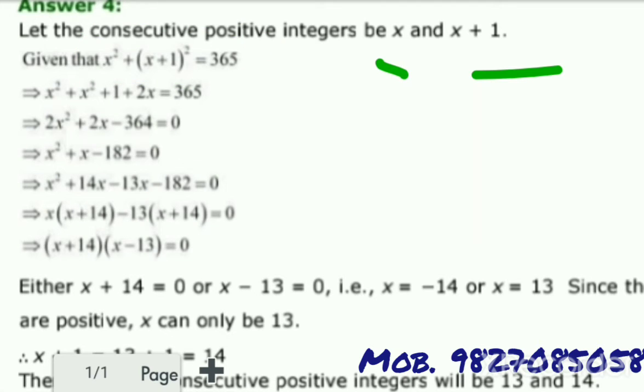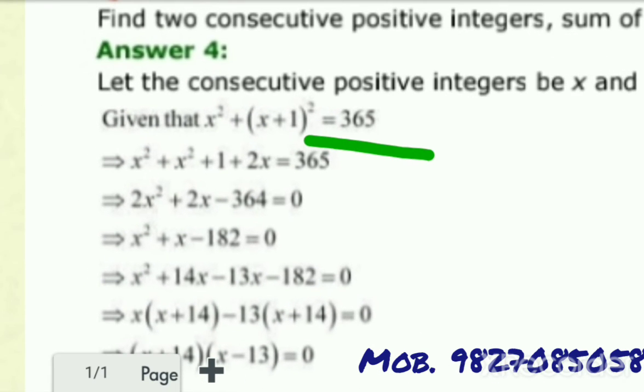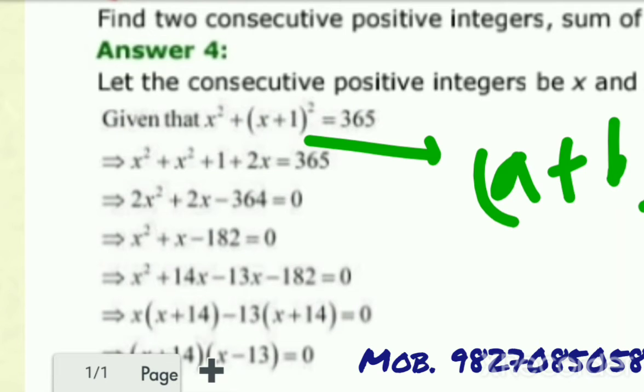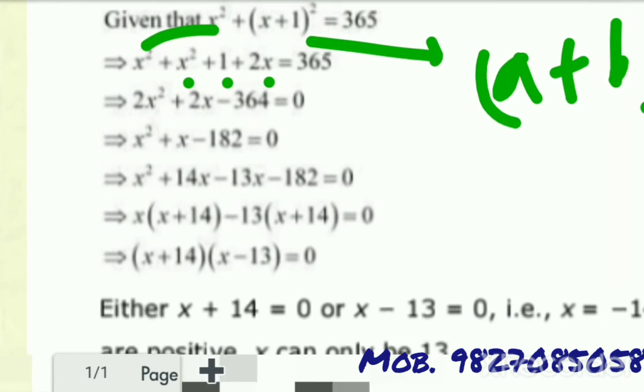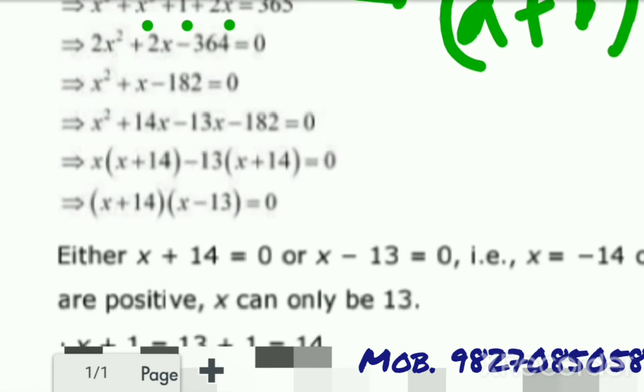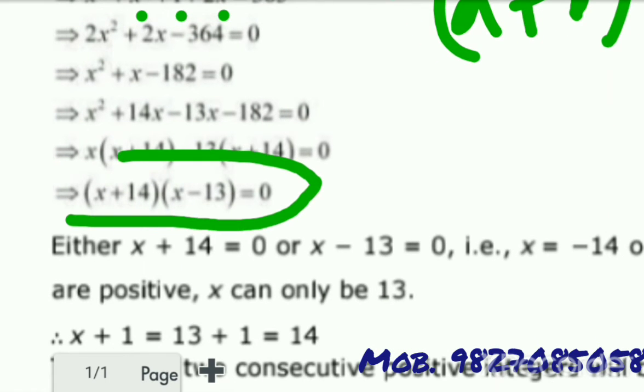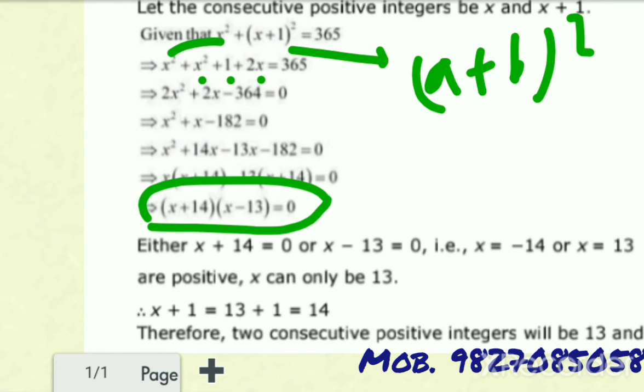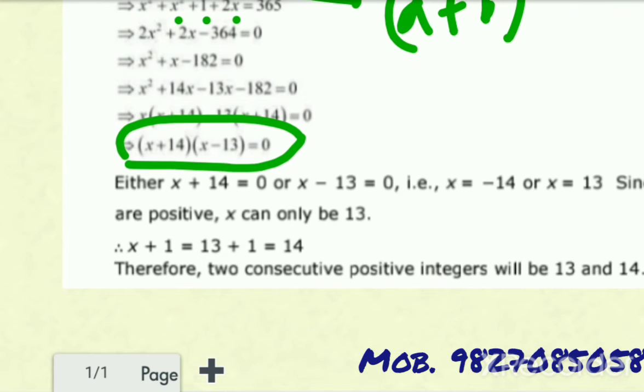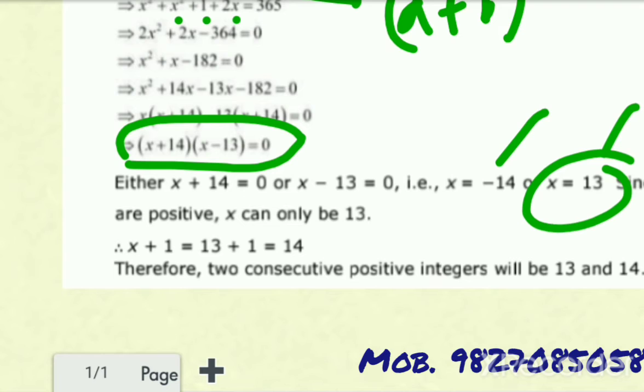Solve for x. Firstly, we have to square. So here we use the identity (a plus b) square, which is a square plus b square plus 2ab, and solve for x. So we get easily (x plus 14)(x minus 13) is equal to 0. Solve for x. So we get x is equal to minus 14 and 13. Since the integers are positive, we can take x is equal to 13.